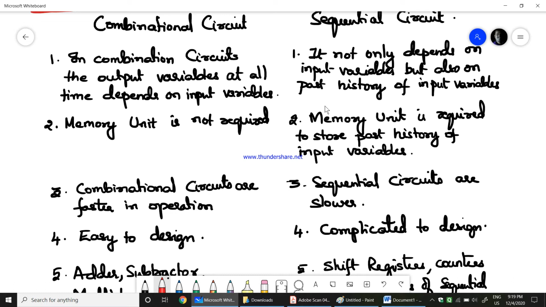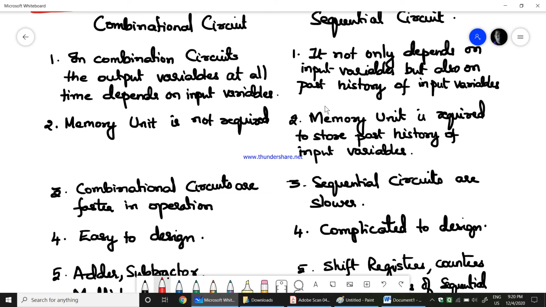Whereas in a sequential circuit, as the output is completely dependent on the present state and the input, the present state depends totally on the previous behavior, the past history of the input variables. Therefore, we need a memory unit in a sequential circuit, which will store the past history of the input variables. Coming to the third difference between combinational and sequential: combinational circuits are faster in operation.